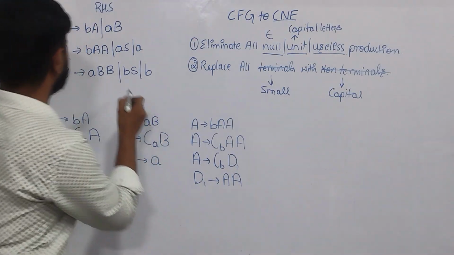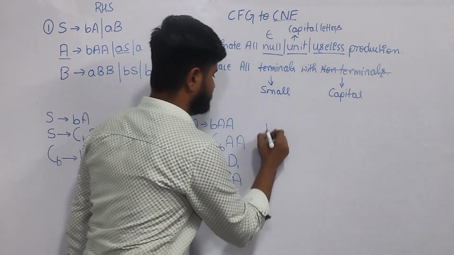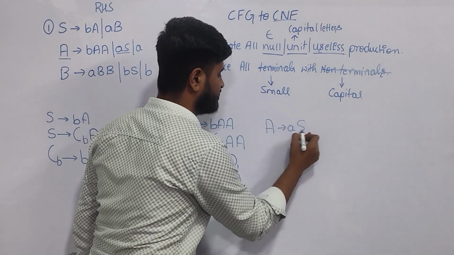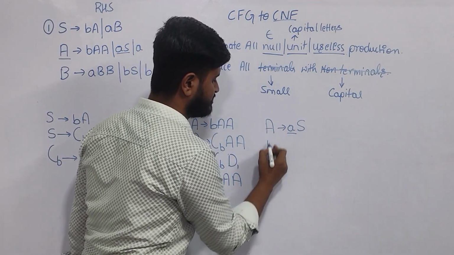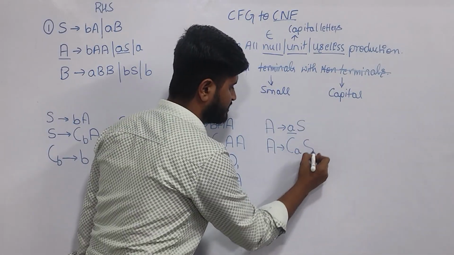Next, let's move to the second production, that is small letter A and capital letter S. A is producing small letter A, capital letter S. I must remove the small letter. A producing capital letter C, capital letter A, capital letter S.